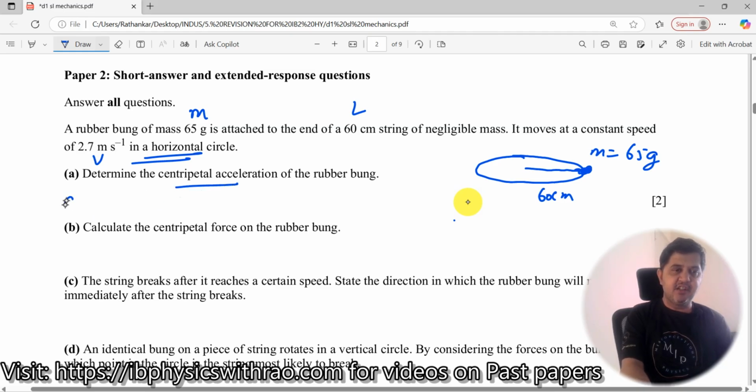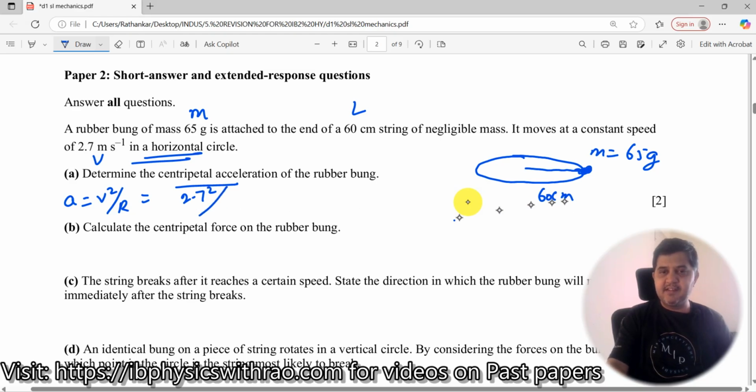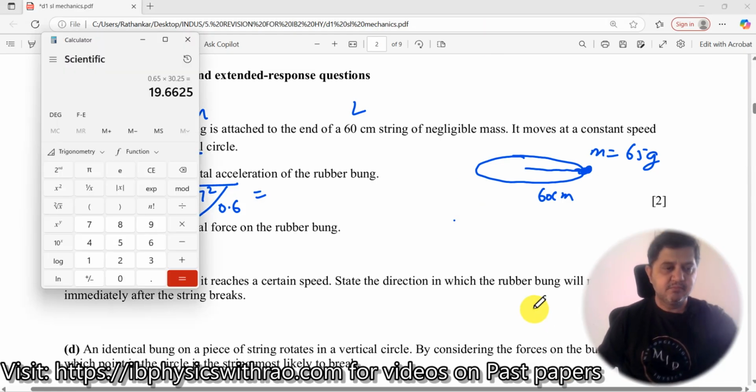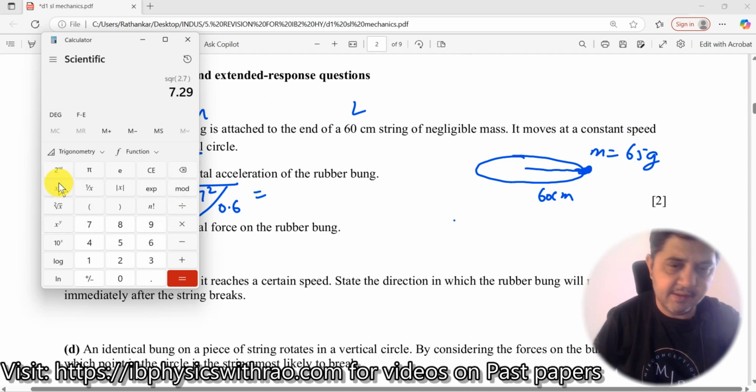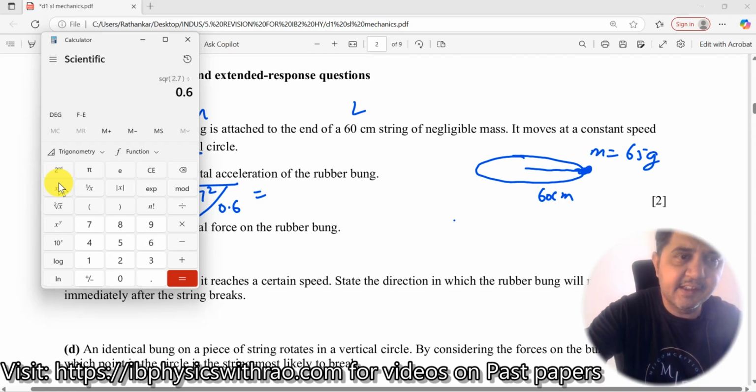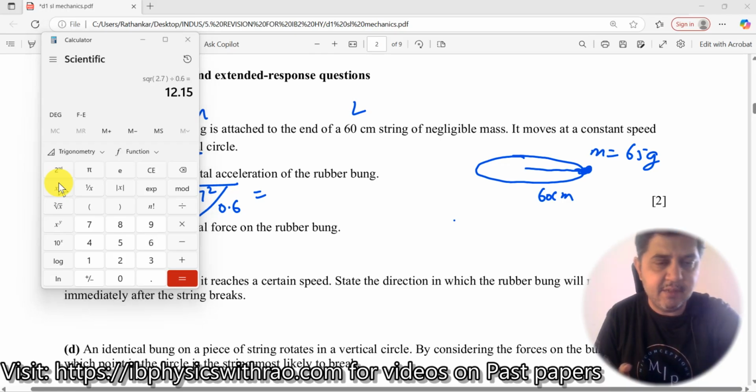Centripetal acceleration a is equal to v square divided by r. What's the value of v? 2.7 square, divided by the value of r, which is 60 centimeter. This is 0.6 meter. So let us calculate this value. 2.7 square divided by 0.6 will be 12.15.